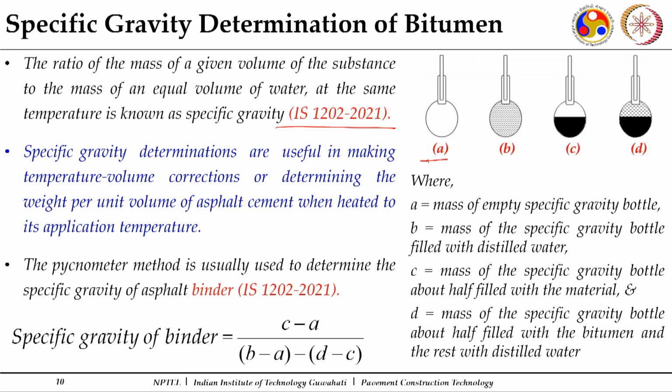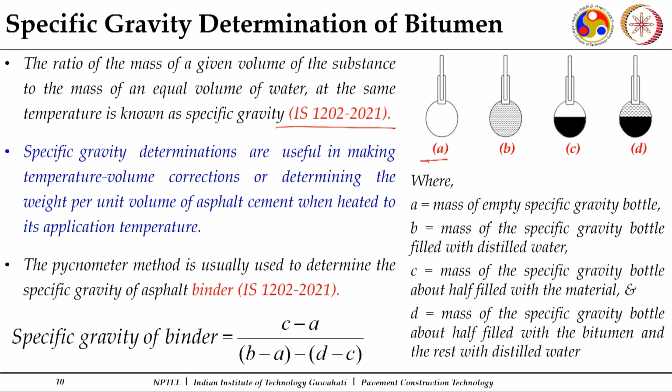It is a conventional method we do for fine aggregates also, specific gravity measurements by using pycnometers. These are small pycnometer bottles. Here you have an empty pycnometer bottle, the second one filled with water, the third one first half filled with a bitumen, approximately half filled, and thereafter the remaining part is filled with the water. And I need to work out the specific gravity of bitumen.